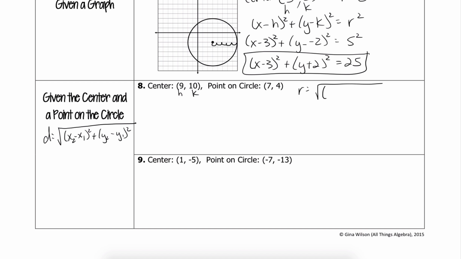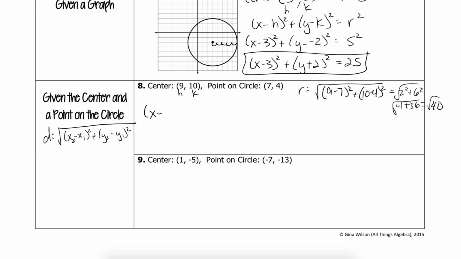Okay, so I'm going to subtract my x's. 9 minus 7 squared, 10 minus 4 squared. It's going to be 2 squared plus 6 squared. So 4 plus 36, square root of 40. And I can just leave it like that, the square root of 40. So that's my r. So now I'm going to plug it in to my equation.